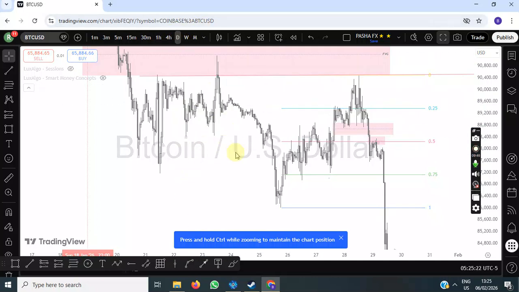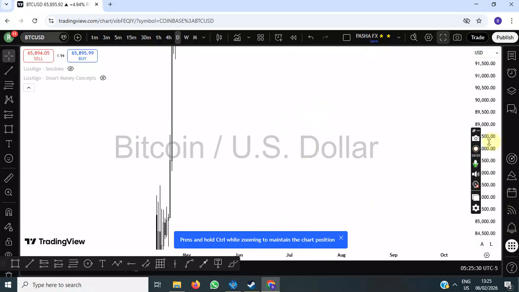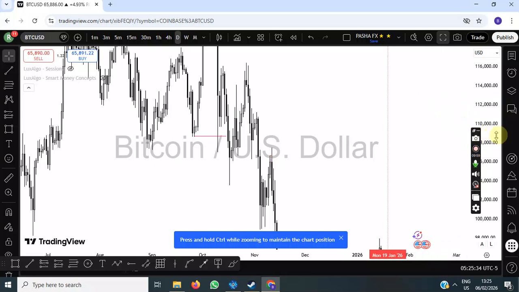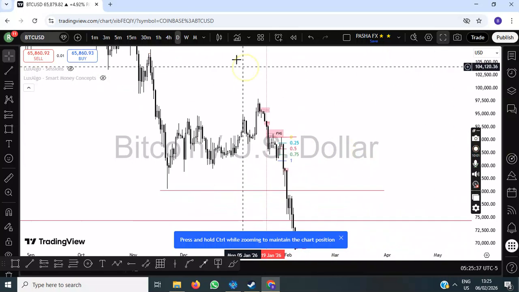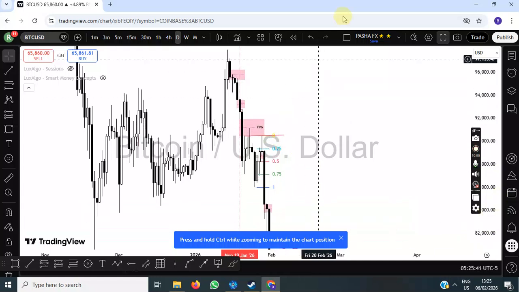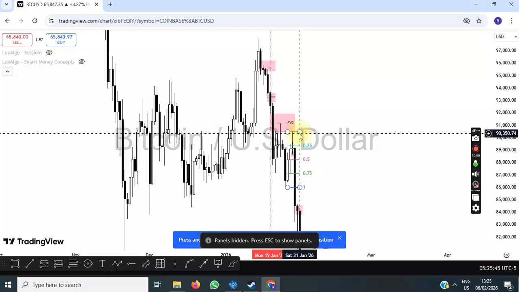So again, I went back to my daily. I was just on my laptop waiting for something very nice to print out. I did not want to trade noise. I wanted to trade real moves, guys. So after that, we had this again.